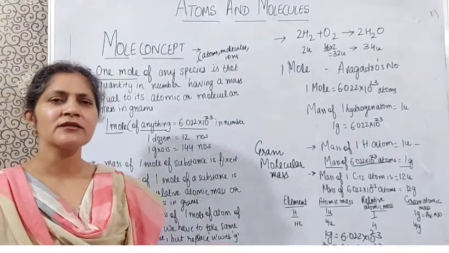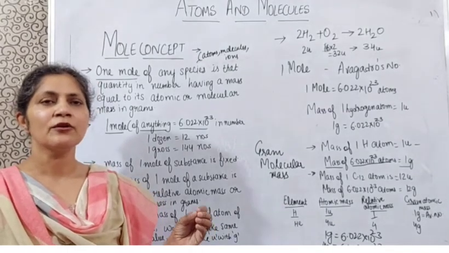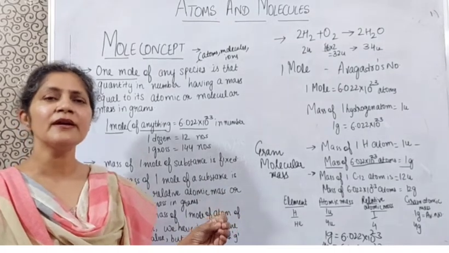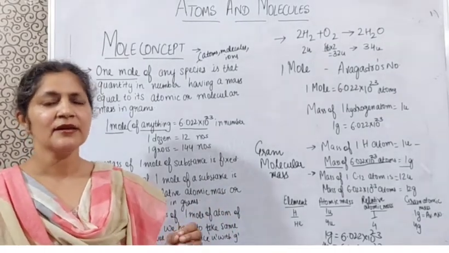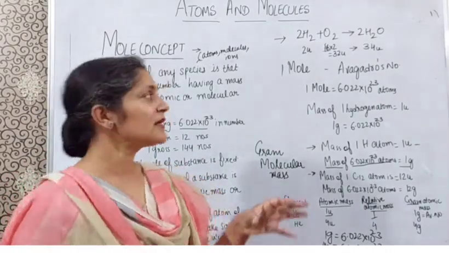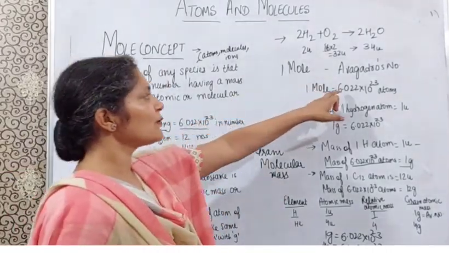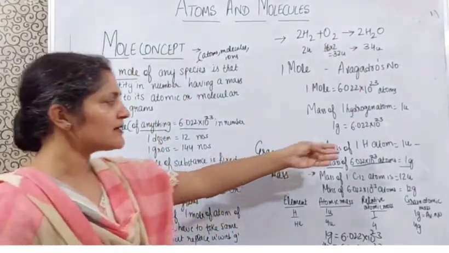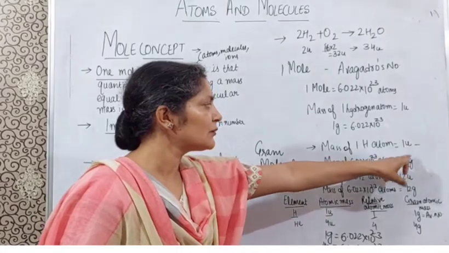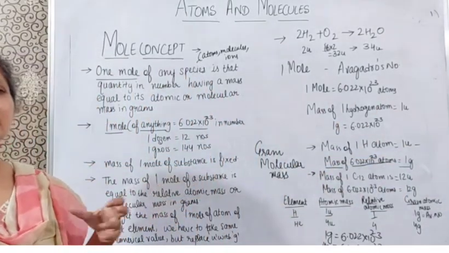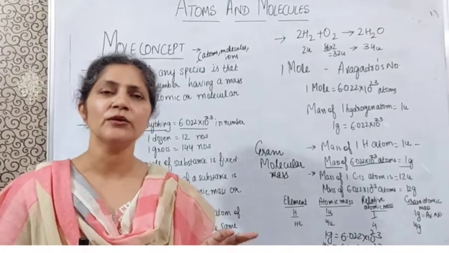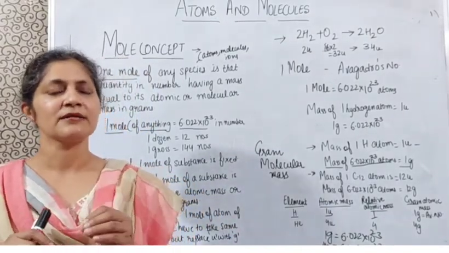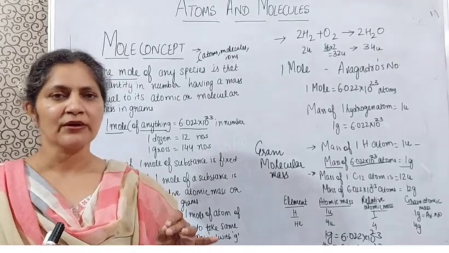Now in the next lecture, students, we will discuss the numericals related to the mole concept. This concept will be more clear in the next lecture, but the simple thing you have to remember is that 1 mole is equal to 6.022 into 10 raised to power 23, and we replace the unit 1 U with 1 G because it will be the gram atomic mass or the gram molecular mass. This is all about the mole concept.